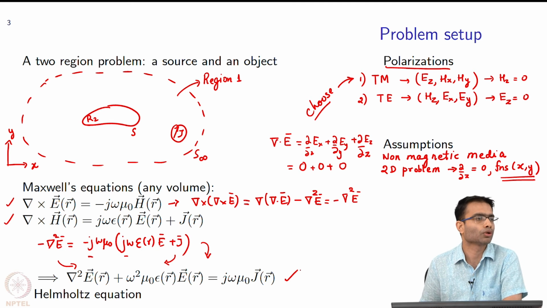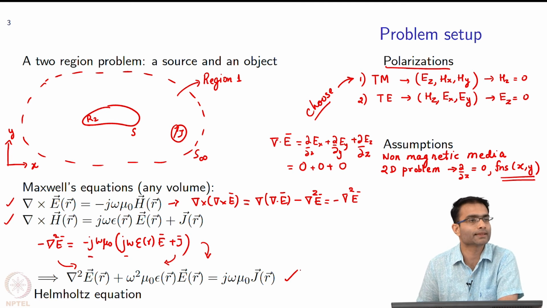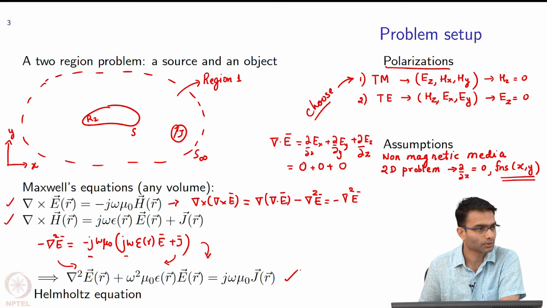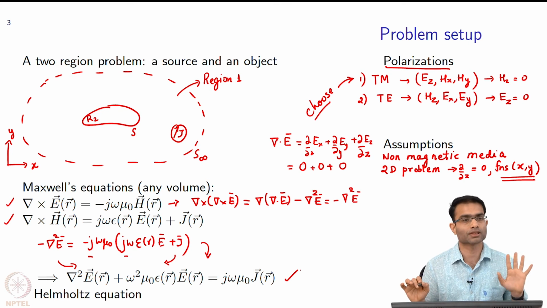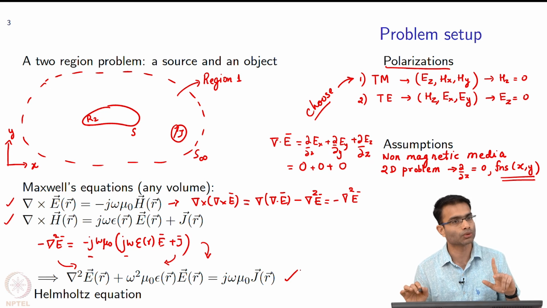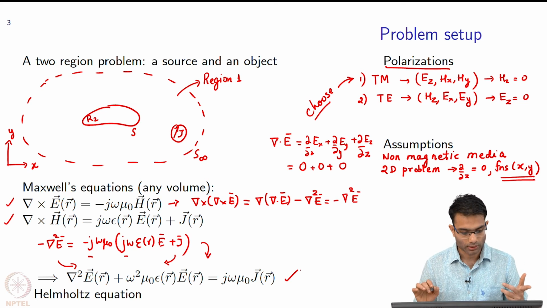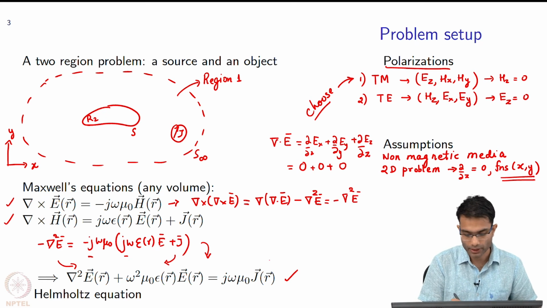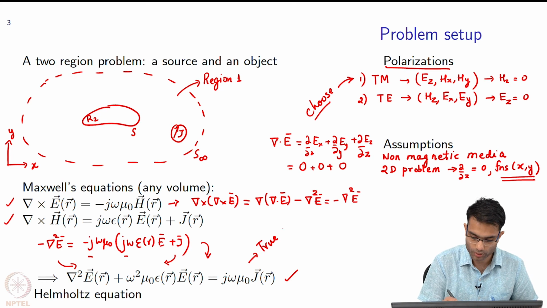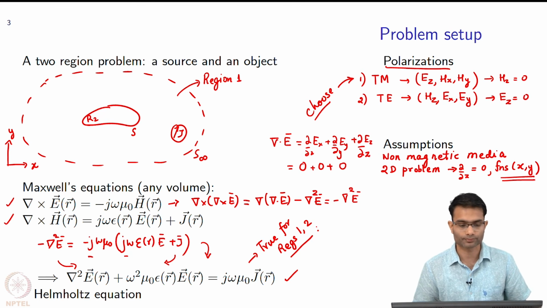Some people may call it a non-homogeneous Helmholtz equation, because the right hand side is non-zero. Okay. The question is for region 1. This is in general, because I have not made any assumptions, right. Whether this is true for both region 1 and region 2. What happens in region 1? That epsilon r will be for vacuum and current will be there. In region 2, what will happen? Epsilon will be of the object, current will be 0. So, this one equation is true for regions 1 and 2. So far, so good. Okay.